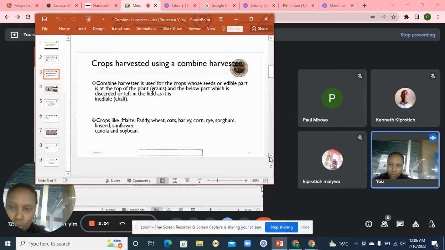Those crops we can harvest with a combine harvester because it will harvest, and then it will thresh, and then it will winnow. So we get the final product as clean maize or clean wheat or clean sorghum. So those are the crops which are harvested using a combine harvester.